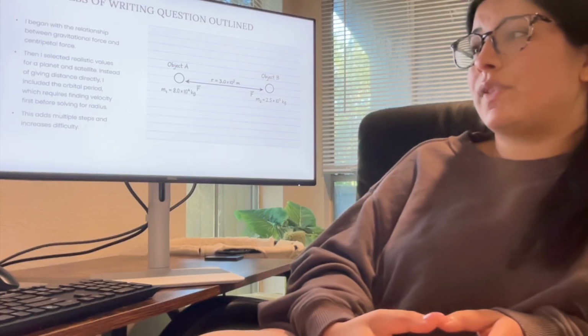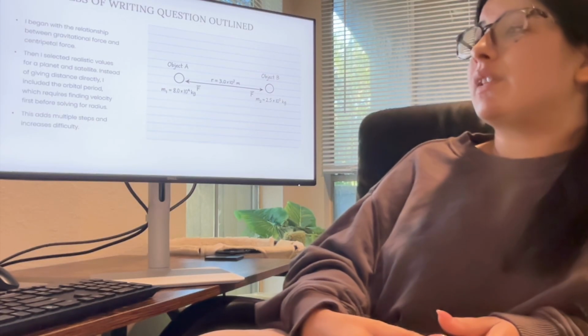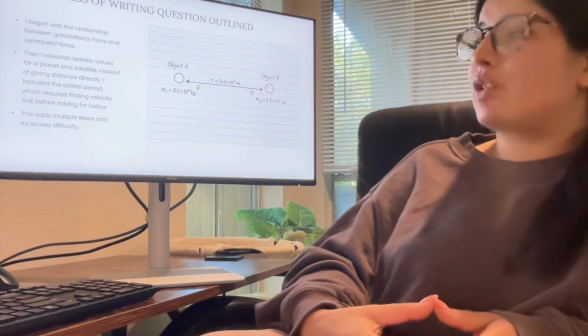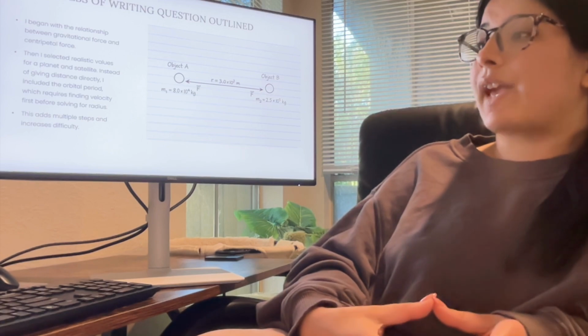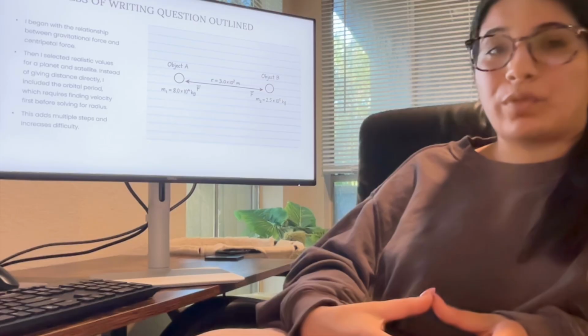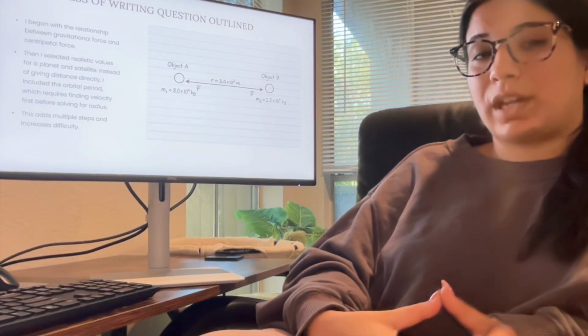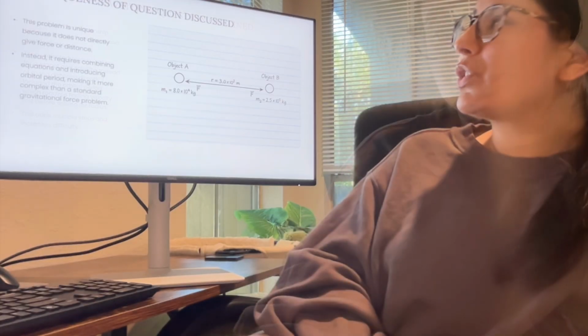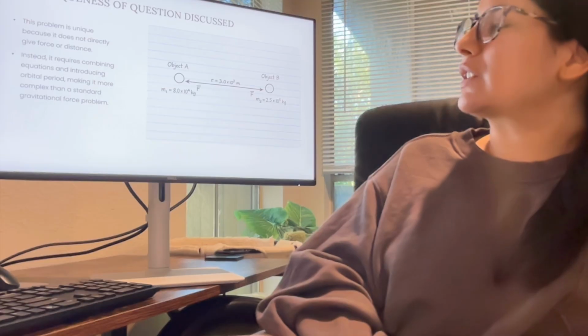I chose values that would require multiple steps instead of just one formula. This forces you to actually understand the relationship between the variables. It also reflects how real physics problems are rarely straightforward, which we have seen a couple of those in our practice problems in class. So the uniqueness of the question is discussed.